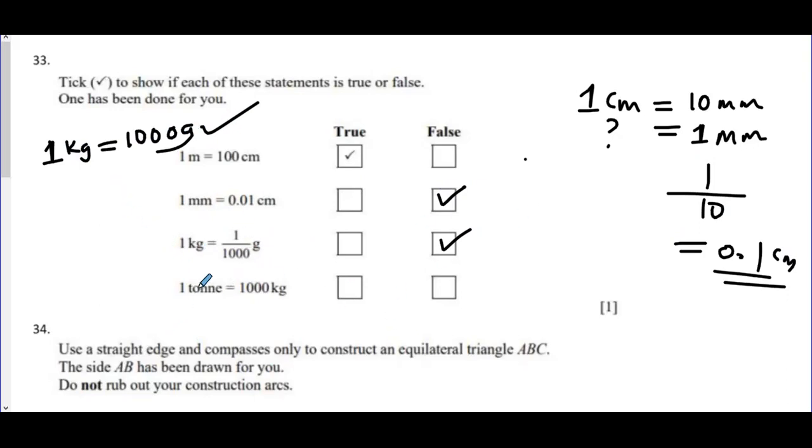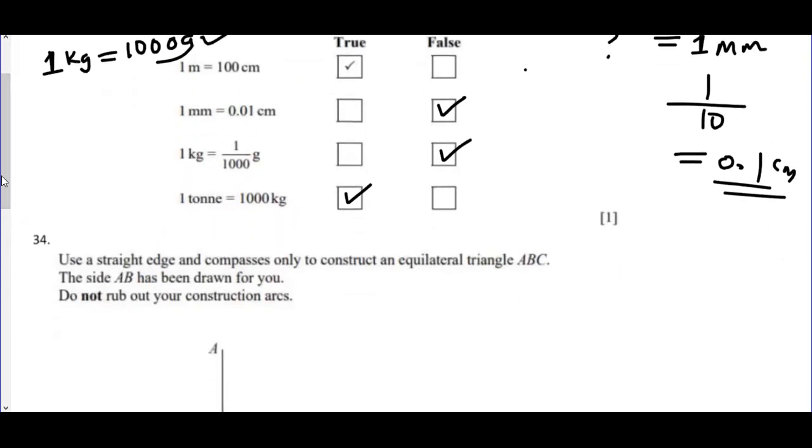Okay, that is false. 1 ton equals 1,000 kilograms. That is true. 1 ton equals 1,000 kilograms.